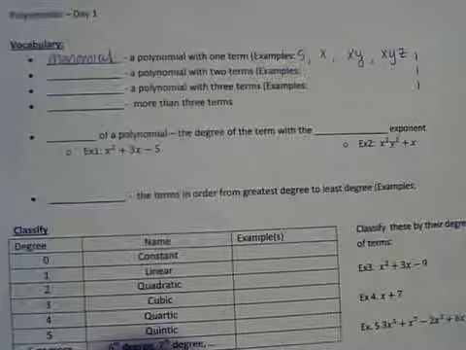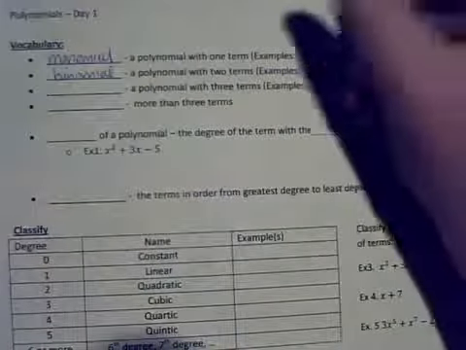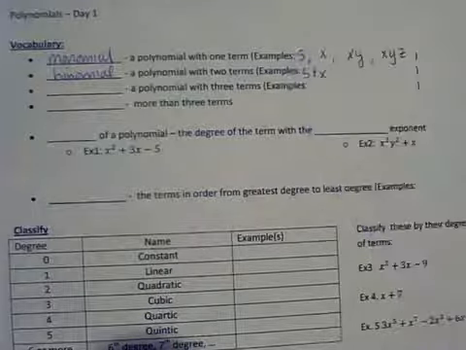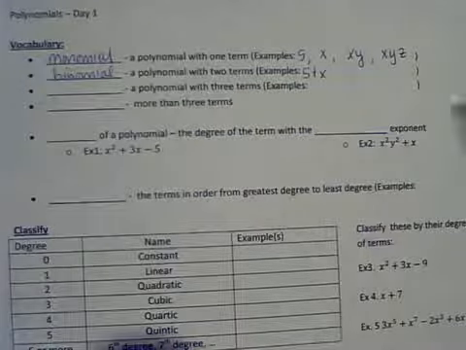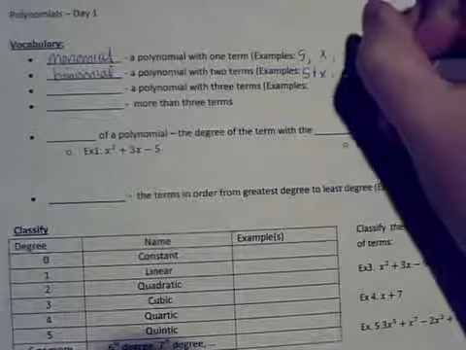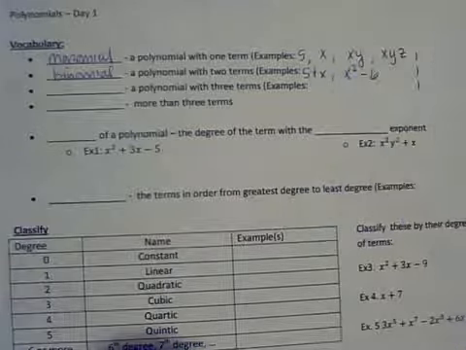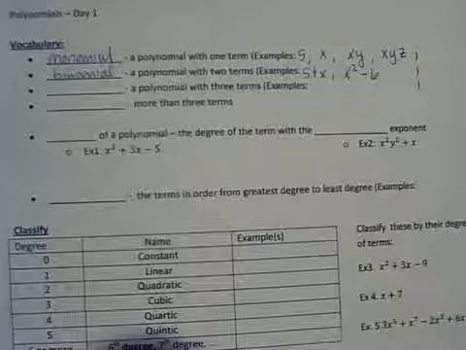A polynomial with two terms is called a binomial. This is like if we had 5 plus x, so putting two terms together by adding or subtracting them. Or if I had x squared minus 6. That's an example of a binomial.